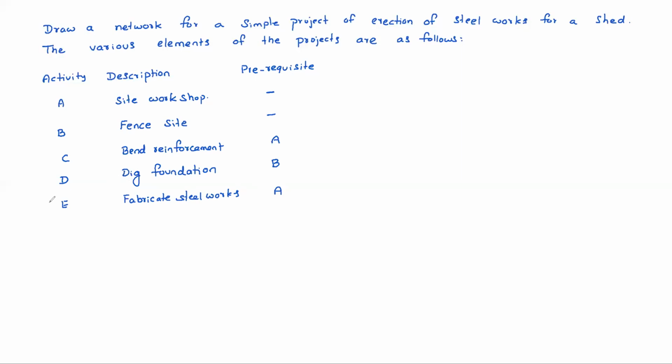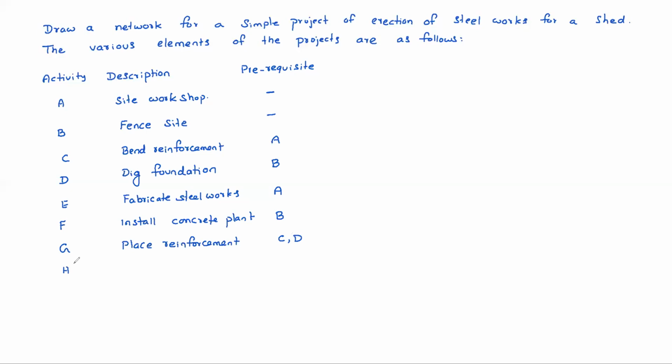Then F, install concrete plant. For this, fencing is enough, so B is the prerequisite. G, placing of reinforcement. The prerequisites for G are C and D. That means bar bending should be done and digging of foundation should be done. Then only you can place the reinforcement in the footing. That's why C and D are the prerequisites for G.